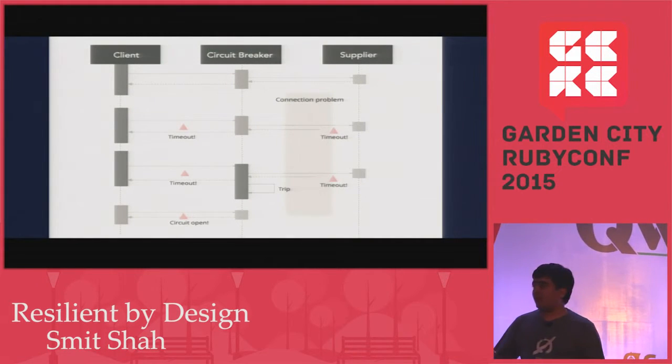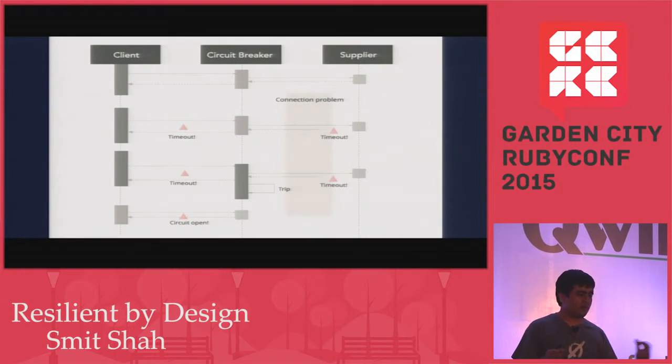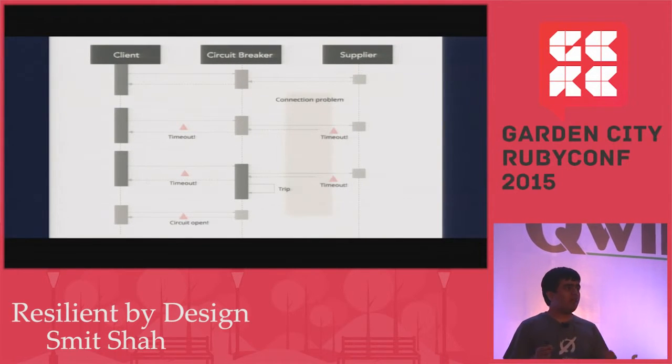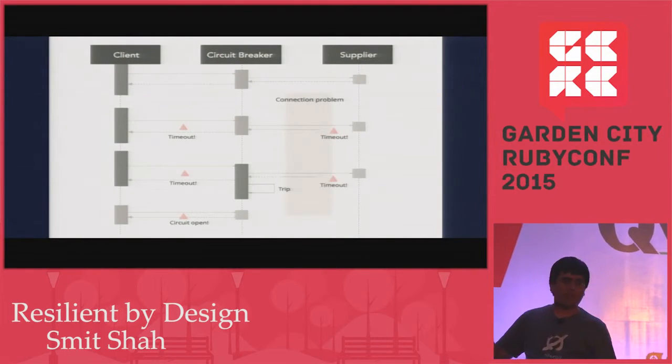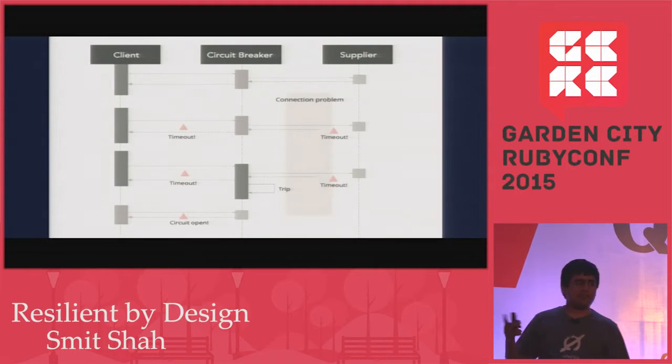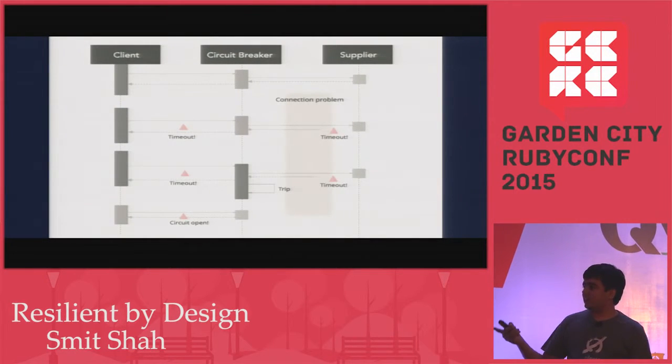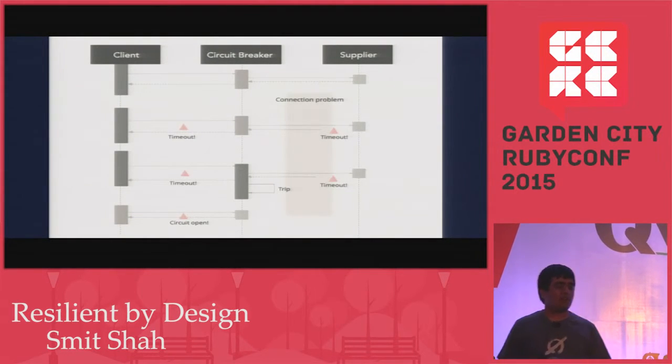After a certain time, what you can do with your circuit breaker is move it to a half-open state where you would try making calls to the service. If those calls succeed, you can go back to the initial closed state where everything is fine. Or if things are still not okay, you can remain open and not make the call to that service.